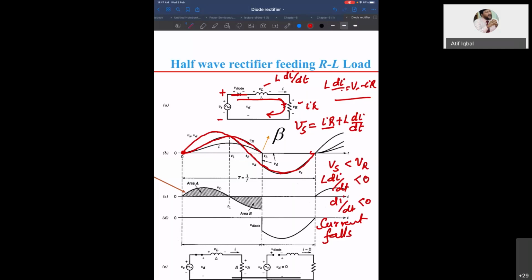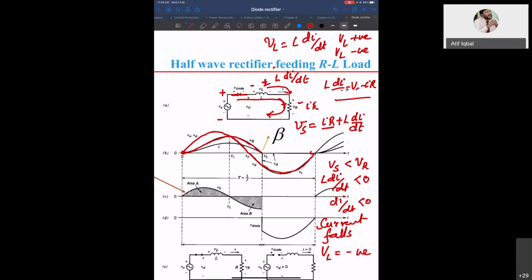And when current falls, what will be the voltage across the inductor? Voltage across inductor will be negative. VL will be negative. This we have seen earlier, that VL is L di by dt. If di by dt is positive, inductor voltage VL is positive. And if di by dt is negative, VL is negative. And when VL is negative, the inductor discharges, and the current falls.